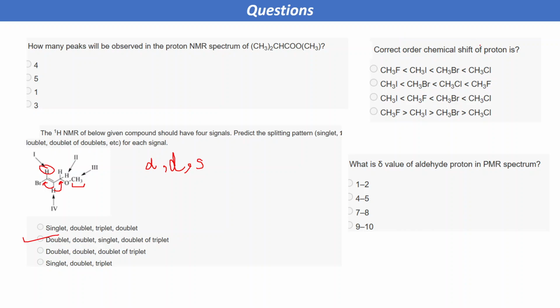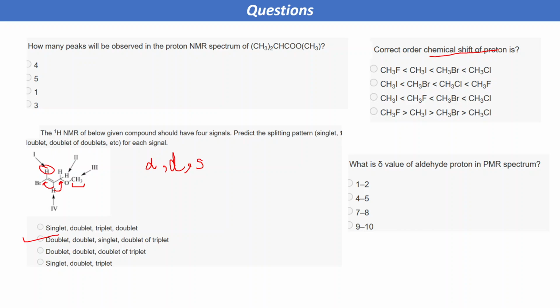So what will be the correct order of the chemical shift of proton? Who will have the highest chemical shift value? Second option. Why is it the second option? Fluorine is more electronegative. Correct. Fluorine is more electronegative.